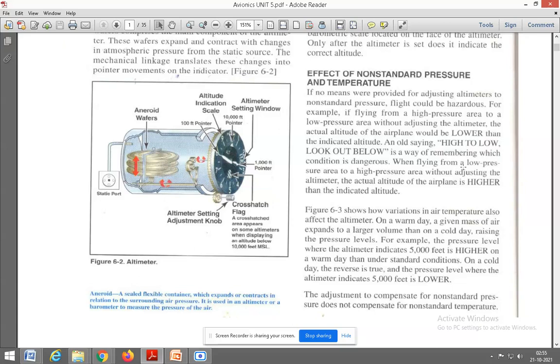When flying from a low pressure area to a high pressure area without adjusting the altimeter, the actual altitude of the airplane is higher than the indicated altitude. So whenever you are moving from a high pressure area to low pressure or low pressure to high pressure, you have to make the alteration in the altitude value. Okay. Unless you do, it will enter into the dangerous part.